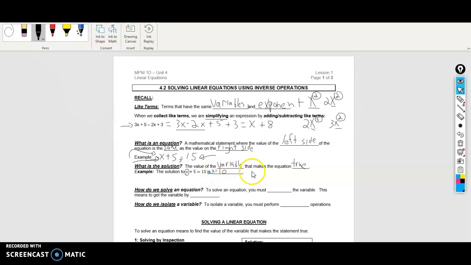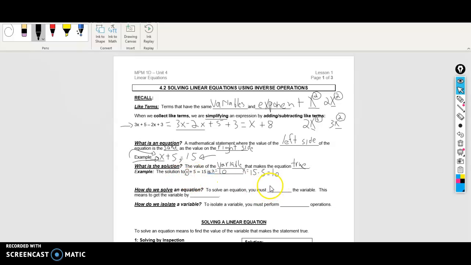Some of you might have said, well, all I have to do is x is equal to 15 minus 5, and that would be my value of x required to make x plus 5 actually be 15. So we're going to take a look at strategies to solve equations. And again, when I ask you to solve an equation, it just means find x, find the value of that variable that makes that equation actually true.